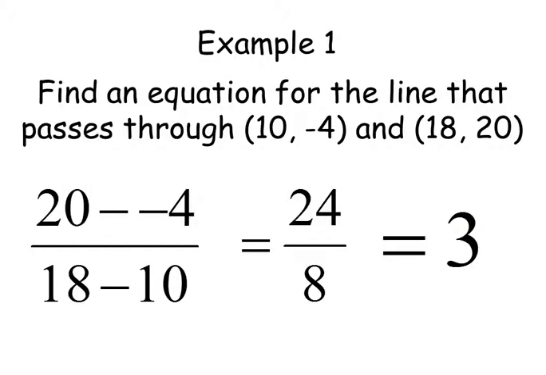So the slope of this line that we have to write an equation for is 3, because we found the slope from 2 points that are on that line. So now that we know that the slope is 3, we also know that (10, -4) is on the line, and also (18, 20) is on the line. So what we have now are 2 points. So we have a slope of 3, and then we have an (h, k), a given point. This point we know is on the line.